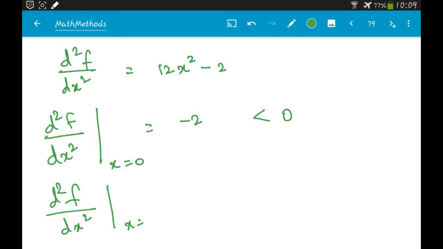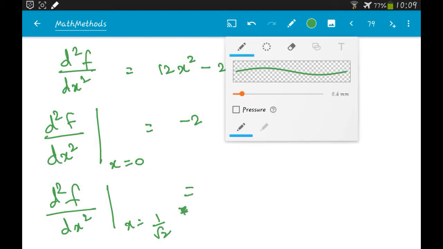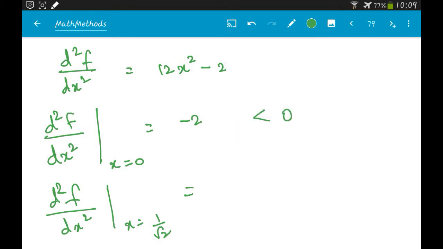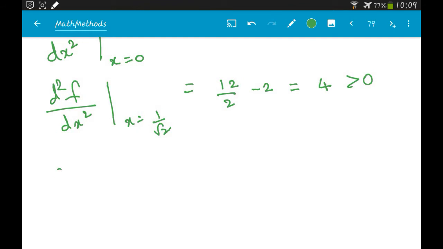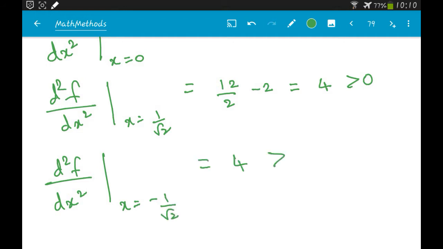And this at x equal to 1 by root 2 is going to give you 12 by 2 minus 2, which is 4, right, which is greater than 0. This is also the value that you will have for x equal to minus 1 by root 2. This will also give you 4.